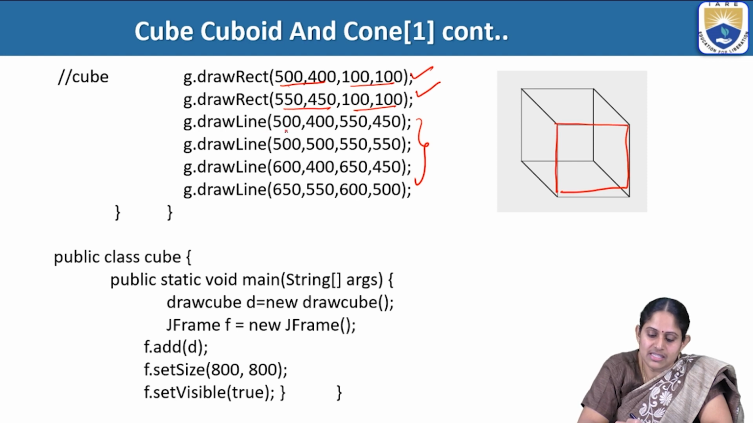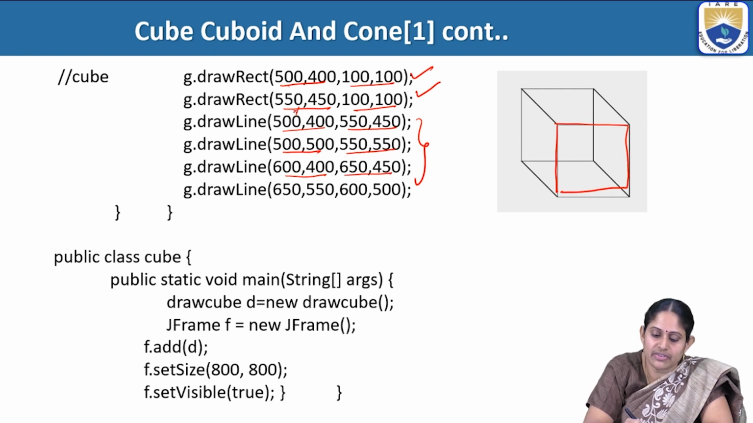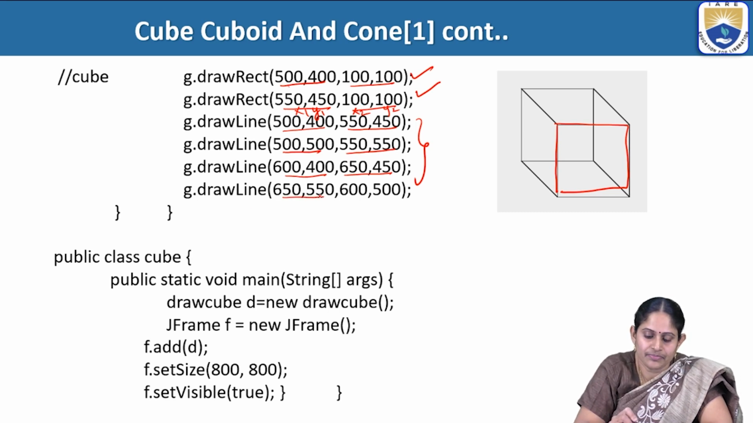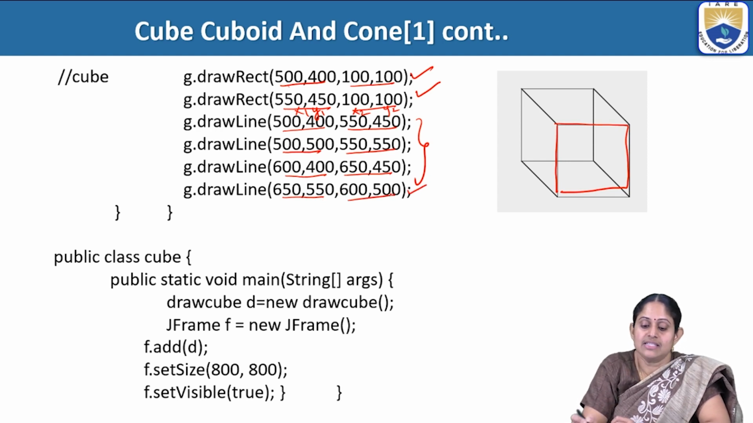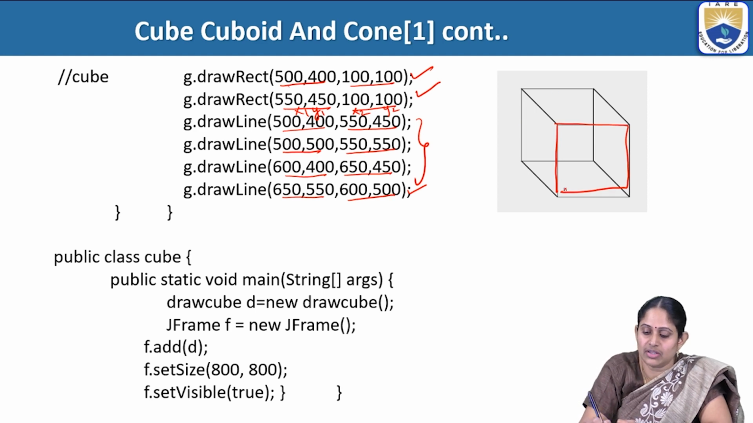Now we draw two lines. One starts at 500, 400 and extends till 550, 450. Another line starts from 500, 500 and extends till 550, 550. Then another line starts at 600, 400 and extends till 650, 450. If you take a line, this will be x1, y1 and this is x2, y2, so it is joining two points. Similarly, the fourth line is drawn at 600, 500 and extends till 650, 550. This is how we draw the cube.